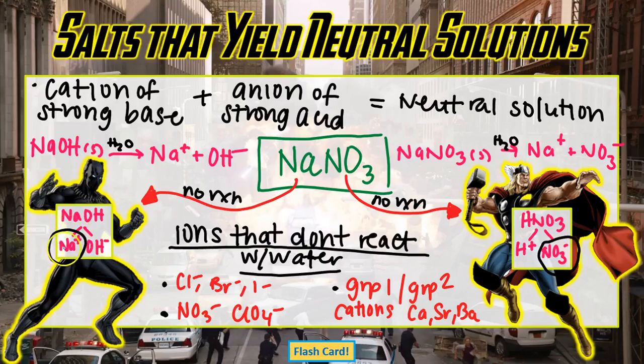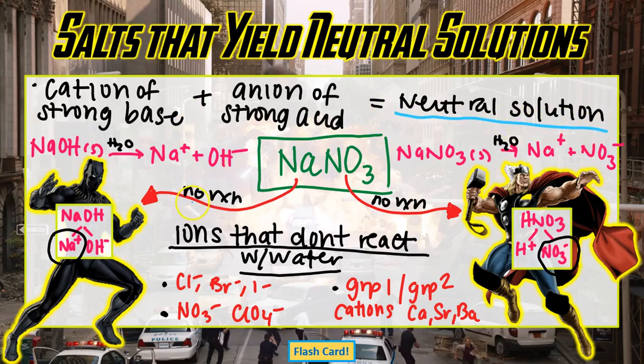So to distinguish salt solutions, we must spend time identifying the cation and the anion of the salt itself. Each cation is going to belong to a strong or weak acid or base, and each anion is going to belong to a strong or weak acid or base. So if you have a salt that consists of the cation of a strong base and the anion of a strong acid, then guess what, folks? It's going to yield a neutral solution.